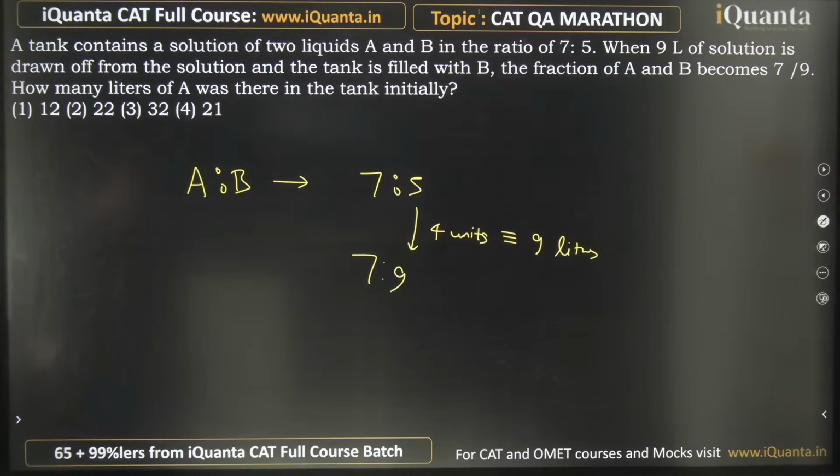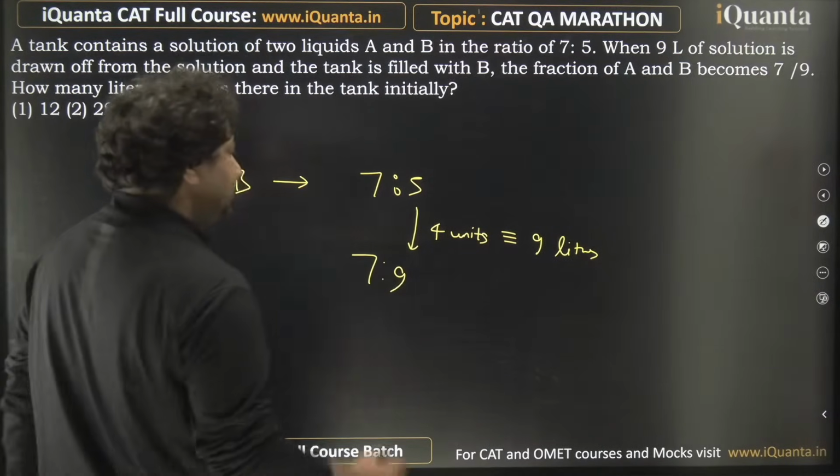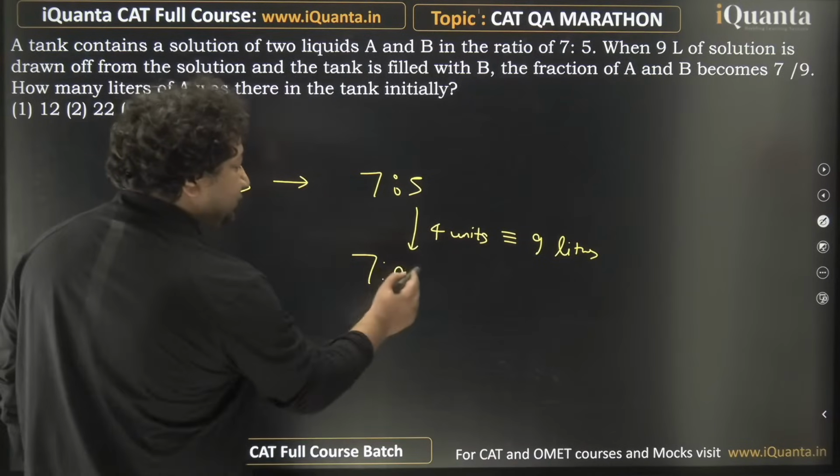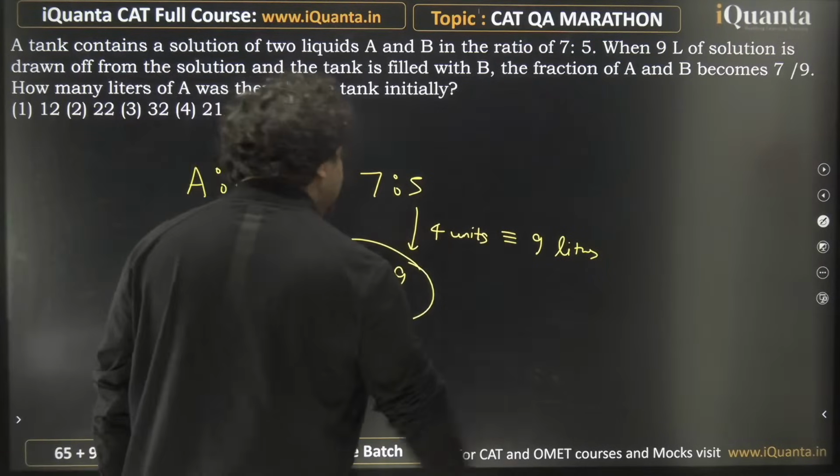Is that right, everyone? Understood, yes or no? Perfect. This 4 units is for what? Is for this one, right? इसके लिए है ये. So 4 units is equal to 9 liters.